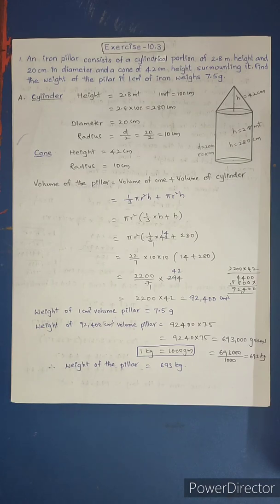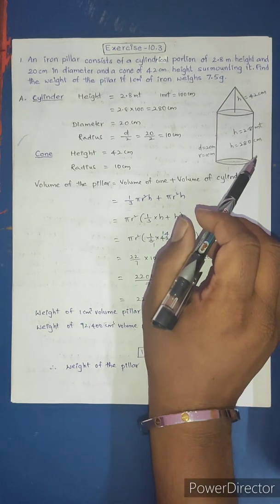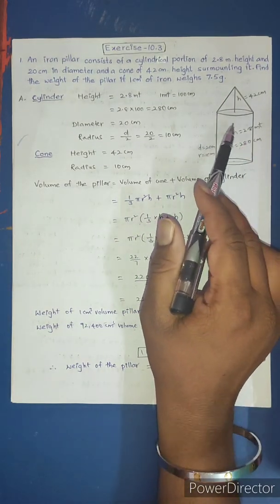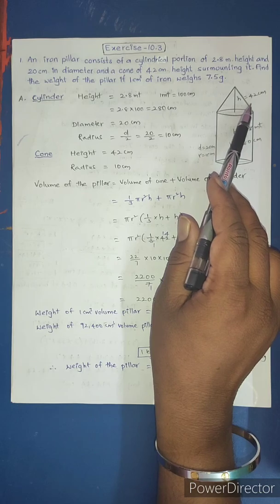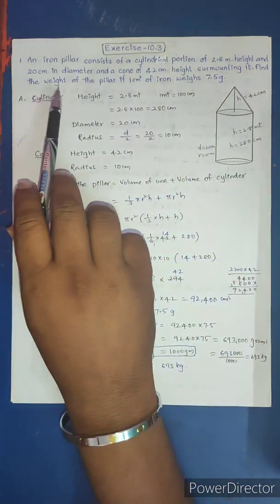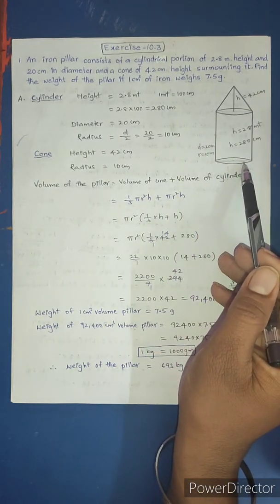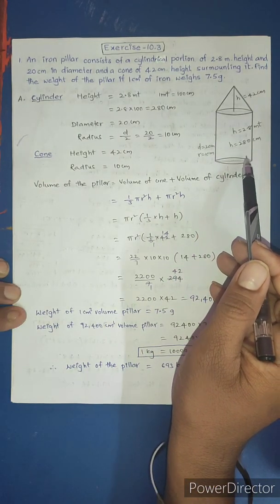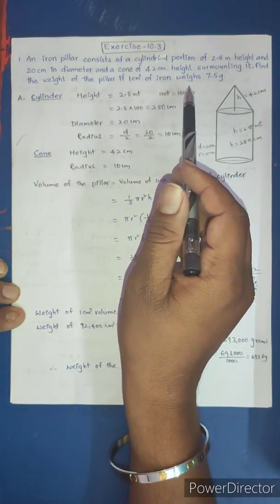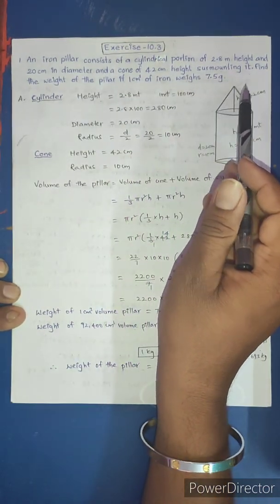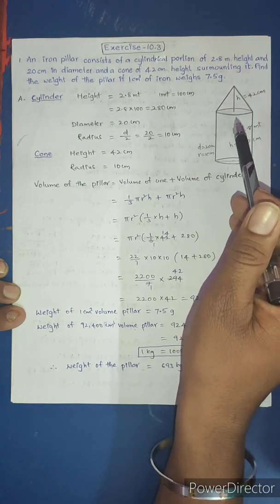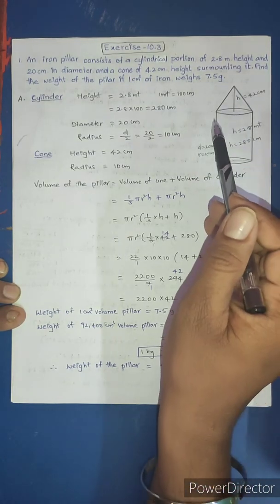Hi everyone, these sums from the chapter Mensuration, Exercise 10.3, first problem. An iron pillar consists of a cylindrical portion of 2.8 meter height and 20 centimeter diameter, and a cone of 42 centimeter height surmounting it, which means the cone is touching and placed on the cylinder.